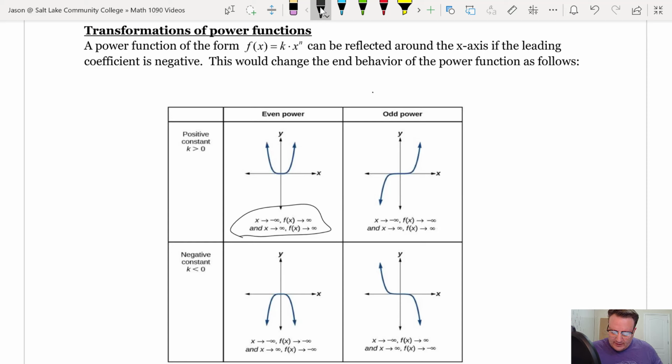Whereas, notice for the odd power case but positive coefficient, we have as x goes to negative infinity, f of x goes to negative infinity. And as x goes to positive infinity, f of x goes to positive infinity. And so on and so forth. Okay. So these 4 cases will be very helpful to us when graphing power functions and polynomial functions.